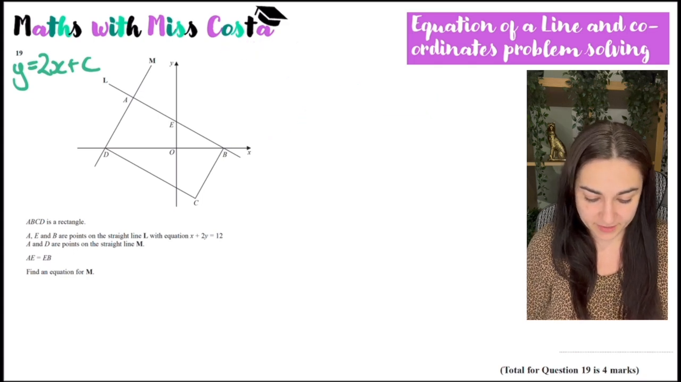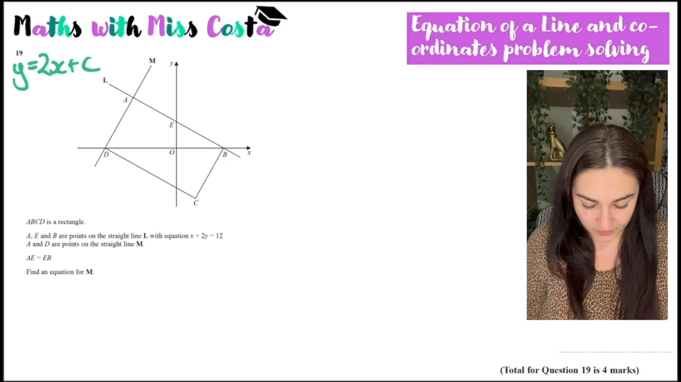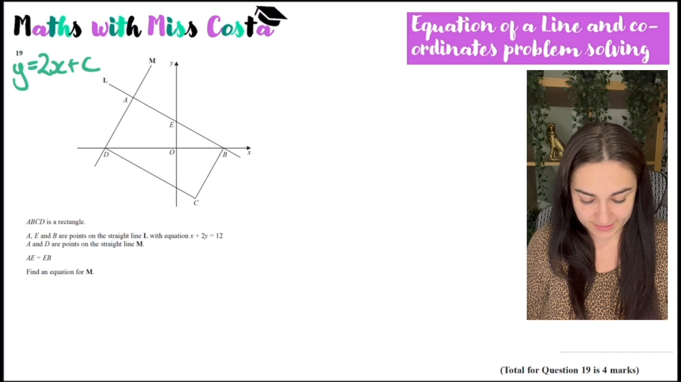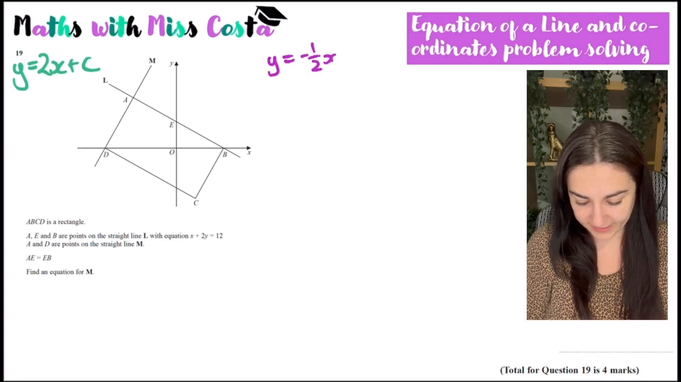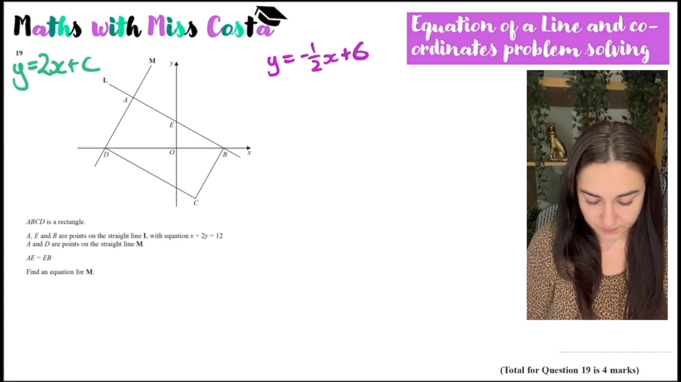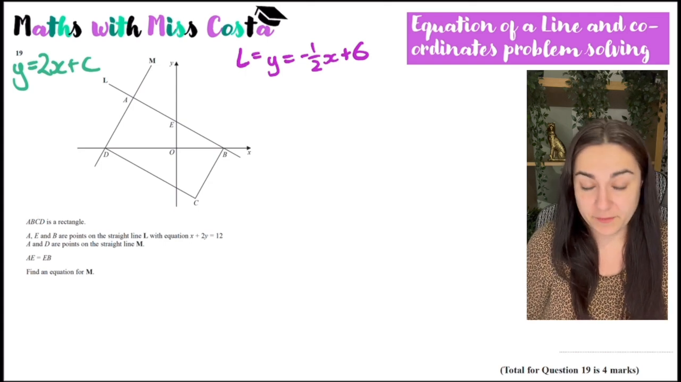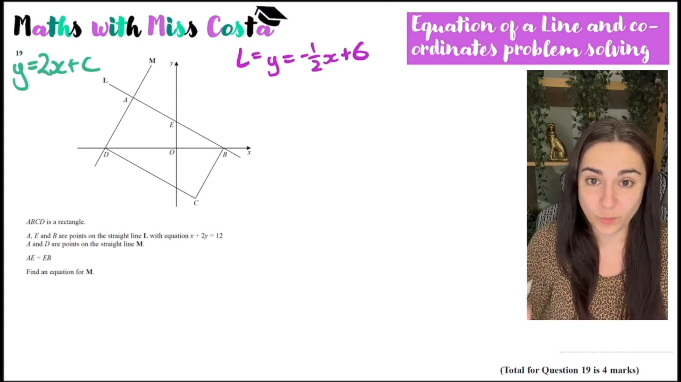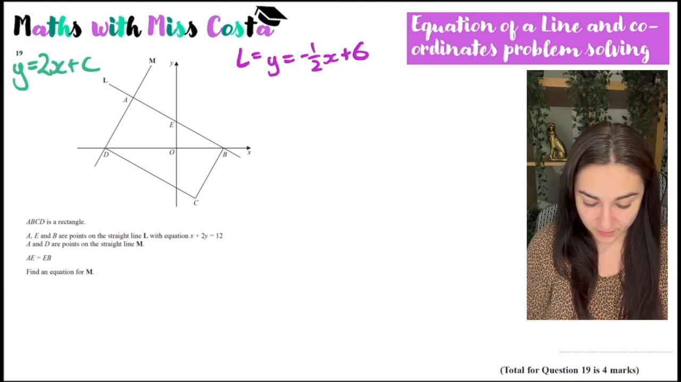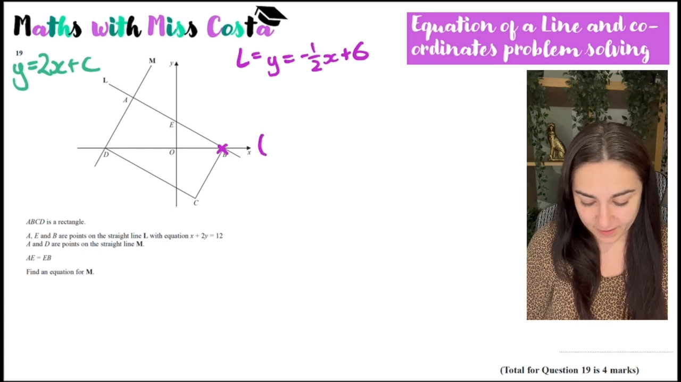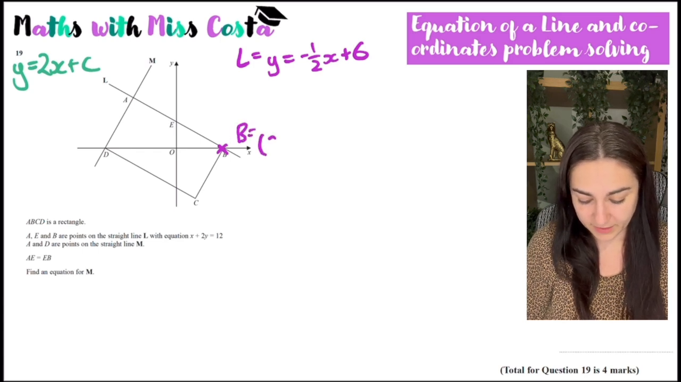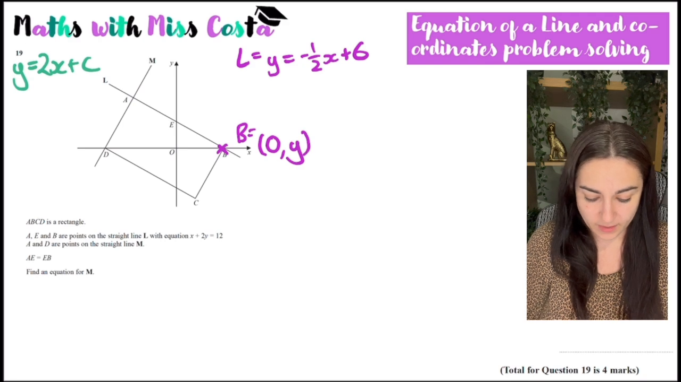Well, let's have a look at the information I have. Oh, I shouldn't have deleted the other one. What did I say the equation of that line is? It was y equals minus a half x plus 6. So that's my line L. If I have the equation of a line and I have a coordinate, I can use that to work out another coordinate. So over here, you know that B crosses the x-axis.